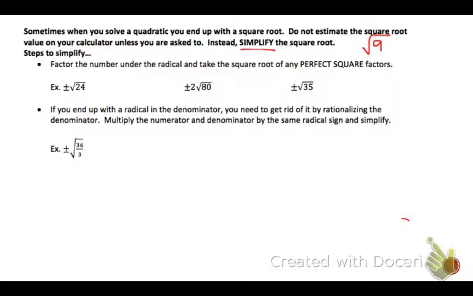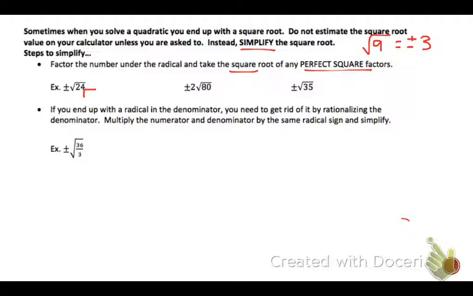When we simplify, that means that if the number is a perfect square, we go ahead and take that square root. So for example, if it's the square root of 9, we know that the square root of 9 is 3 or negative 3, and we want to know both places where it's crossing the x-axis. So we would simplify that as plus or minus 3. But if it's not an even square root, like the square root of 24, we need to break it down into factors, find any factors that are perfect squares, and then take the square root of those perfect square factors.